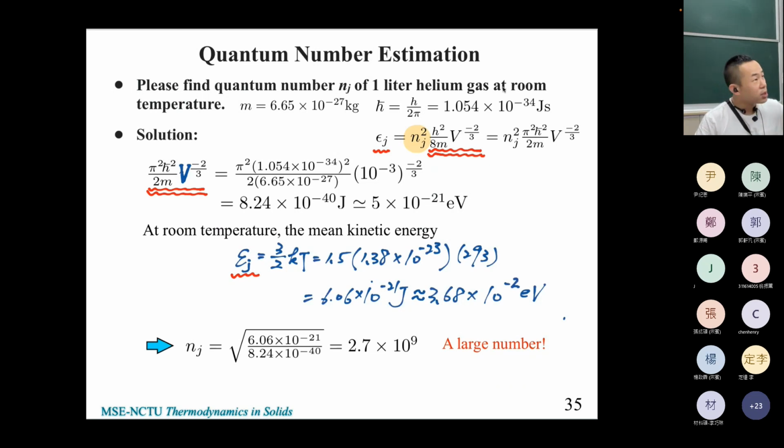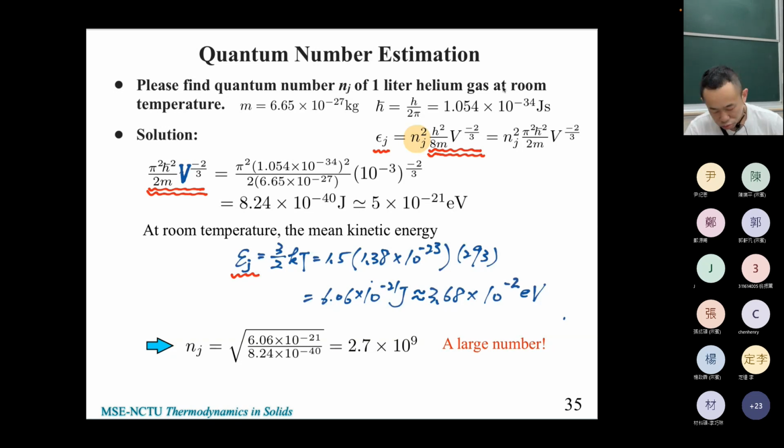So now we have the single wavy number and the double wavy number, and we can divide them and take the square root, and you can get nj. The nj looks really, really big, 2.7 times 10 to the 9. Wow, this is a really large number. This means that the quantum numbers n1, n2, and n3 are really, really big.